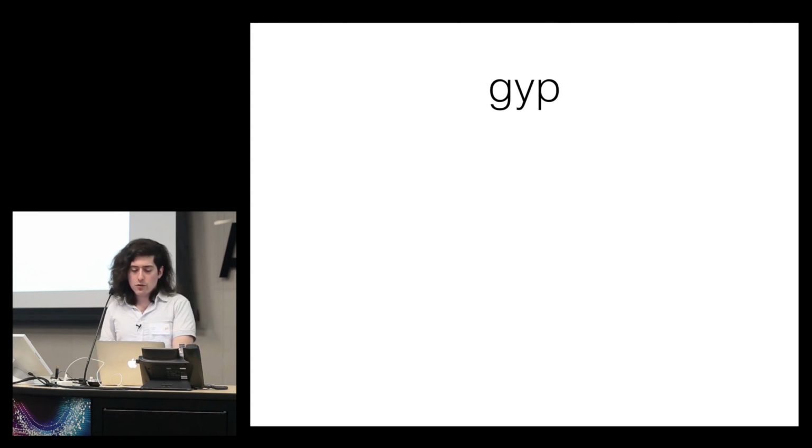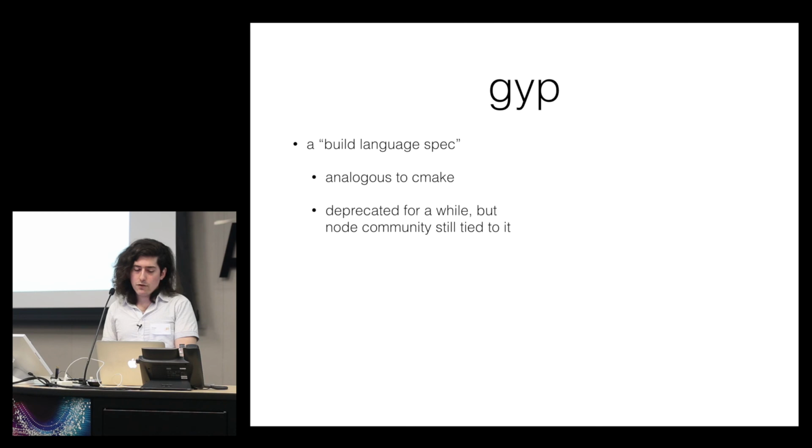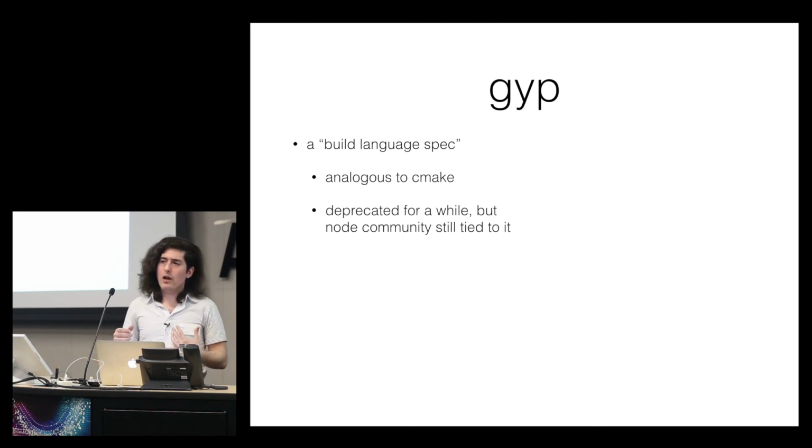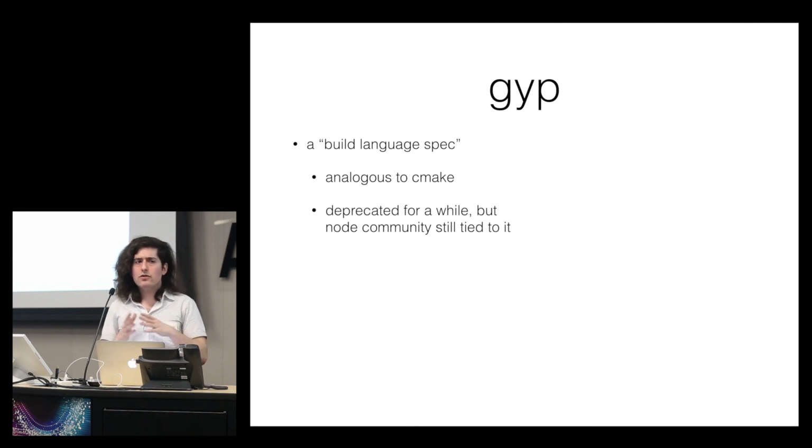To do so, you'd use a tool called GYP. GYP stands for Generate Your Project. It's a tool built by Google as part of the Chromium project. It's what they use to build the Chromium browsers on all of the different operating system platforms that they ship for.